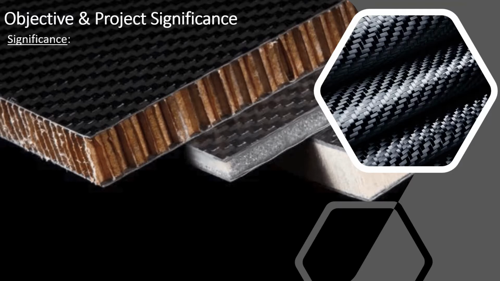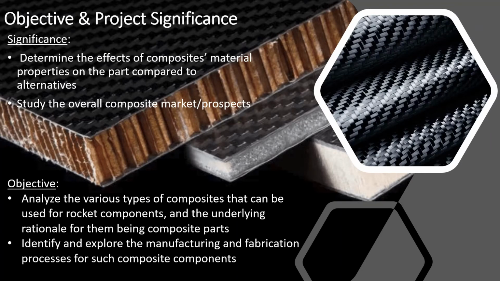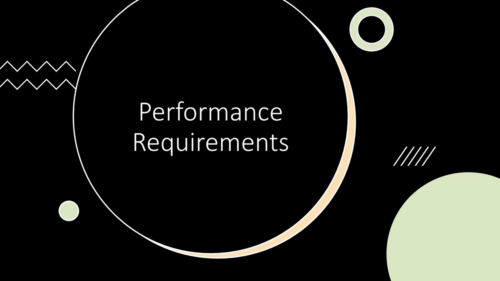As an extension from the previous slide, some significance of this project is to analyze how composites fare in comparison to alternative solutions, which would help lead into the discussion of the future prospects of composites in general. The objective of this project is to determine what composites are currently used in modern-day launch vehicles and the reasons they are used. It would also be important to see how these different components are manufactured and fabricated.